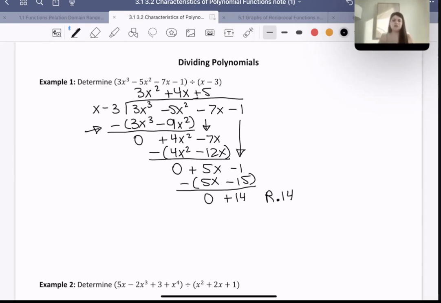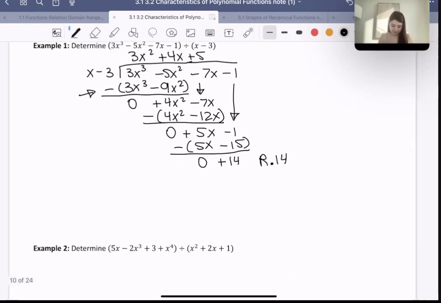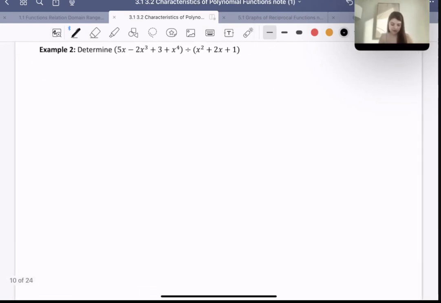Okay, let's do a second example here. This one says positive 5x minus 2x cubed plus 3 plus x to the power of 4. So first things first, before we even write any of this down, I'm going to write this differently. I'm going to write this in a different order.